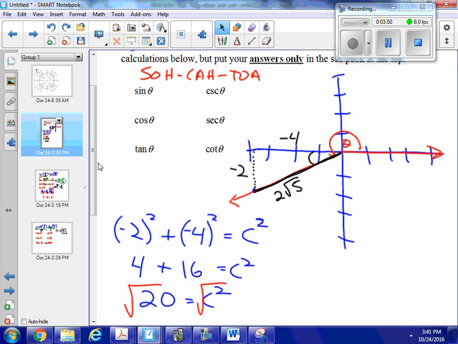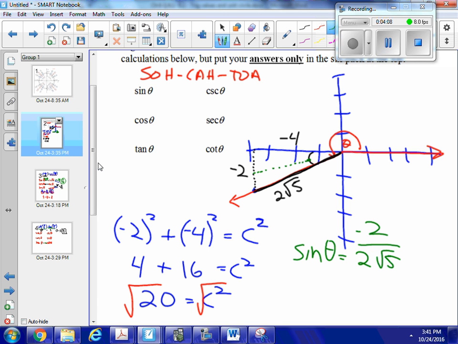Here's my reference angle. So I want the sine. I pretend it's a little eyeball, and it's looking at the side opposite. So sine of this angle theta is going to be -2 divided by 2 radical 5. Sine is opposite divided by hypotenuse. So there's the side opposite, there's the hypotenuse. Well, I see that I have a common factor on the top and the bottom of 2. So this is really the same as -1 over radical 5. So my sine value is equal to -1 over radical 5.